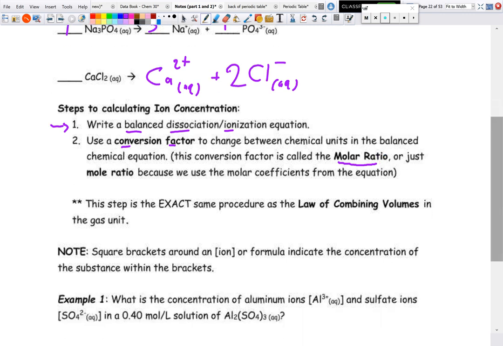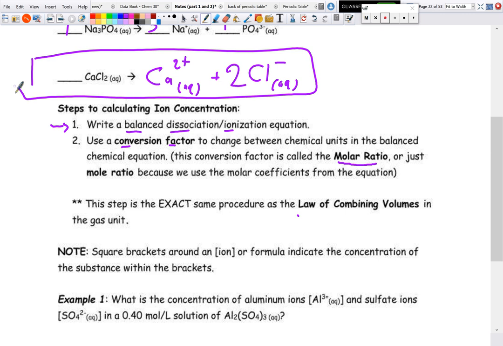So this is exactly the same procedure that we've done for law of combining volumes in the gas unit, where you have a balanced chemical equation, like so, and we're going to use molar coefficients in order to change between units of, let's say, calcium chloride to the calcium ion, or the chloride ion to the calcium ion, and so on. So we've done the exact same thing.